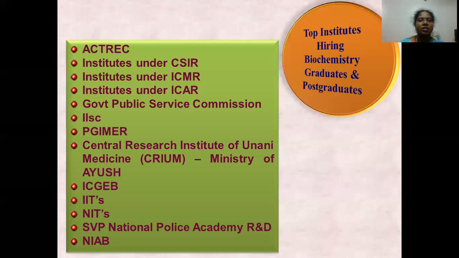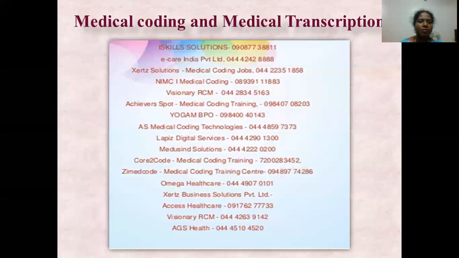ACTREC, institutes under CSIR. These are the top institutes hiring biochemistry graduates and postgraduates. Institutes under CSIR, institutes under ICMR, institutes under ICAR, Government Public Service Commission, Indian Institute of Science, JIPMER, Central Research Institute of Unani, Ministry of Ayush, ICGB, IITs, NITs, National Policy Academy R&D, NIAB.